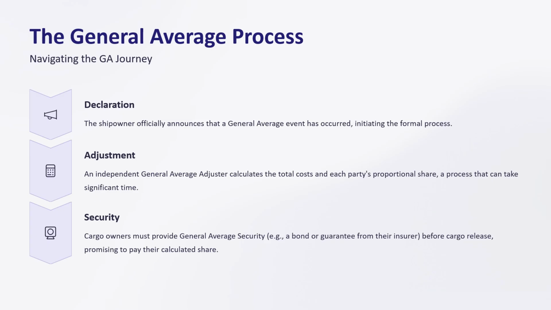And then there's the security. This is a crucial point for you as a cargo owner. Before your cargo can be released to you after a general average event, you must provide what's called general average security. This is usually a promise to pay your share once it's calculated, and it's typically provided by your marine insurance company in the form of a general average bond or guarantee. Without this security, your cargo won't be released.